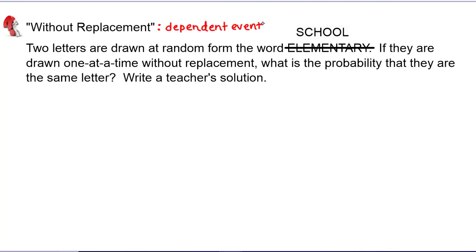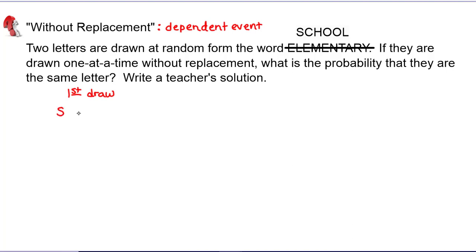We just got to do something to the area model before we do any figuring. So let's do this same thing. Two letters are drawn at random from the word school. If they are drawn one at a time without replacement, what is the probability that they are the same letter? Write a teacher solution. Okay, so let's make this, once again, our first draw.